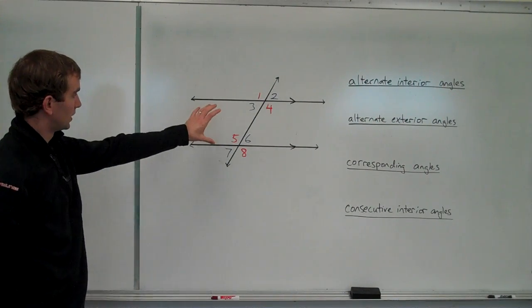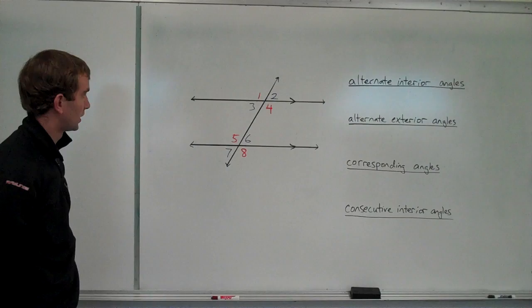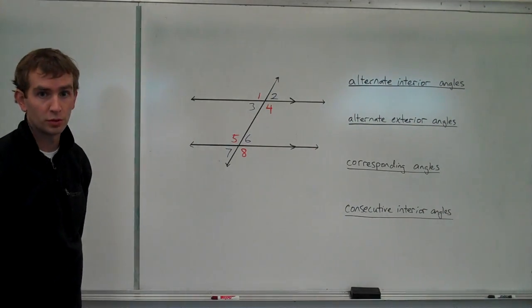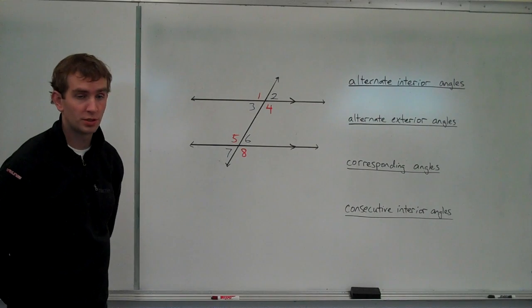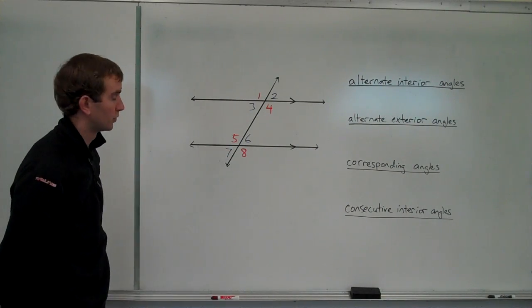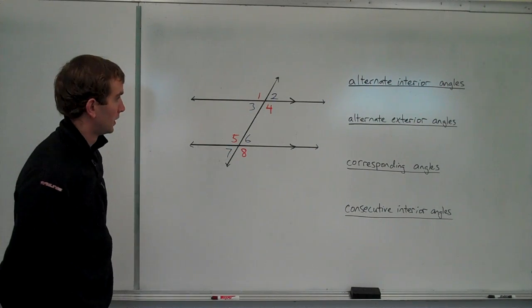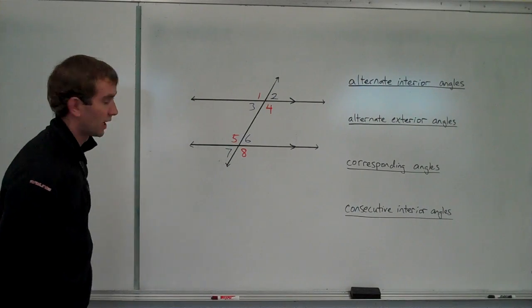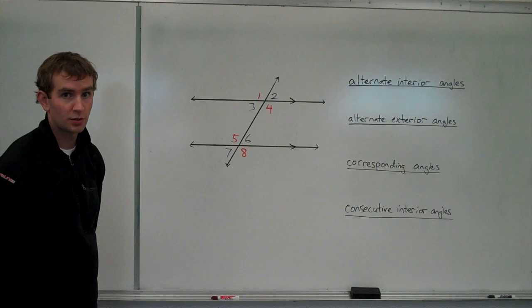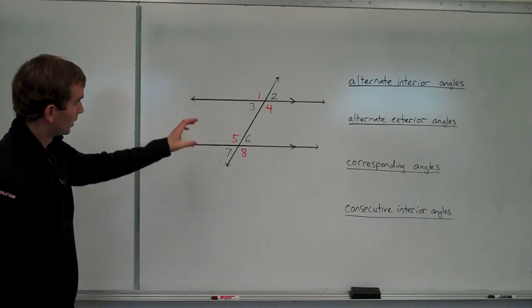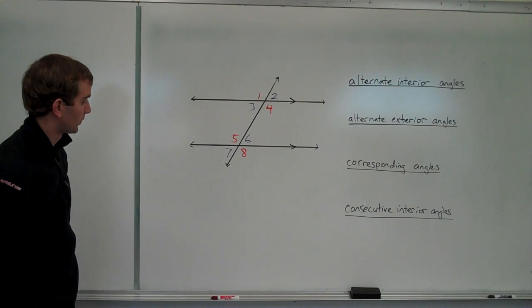Now I've drawn these with different colors. I've labeled the angles with red or blue because if they're red, they're going to be congruent to each other, and if they're blue, they're going to be congruent to each other also. Now, we have different names for some of these angle pairs, and we have special relationships that go along with those. So first, alternate interior angles.